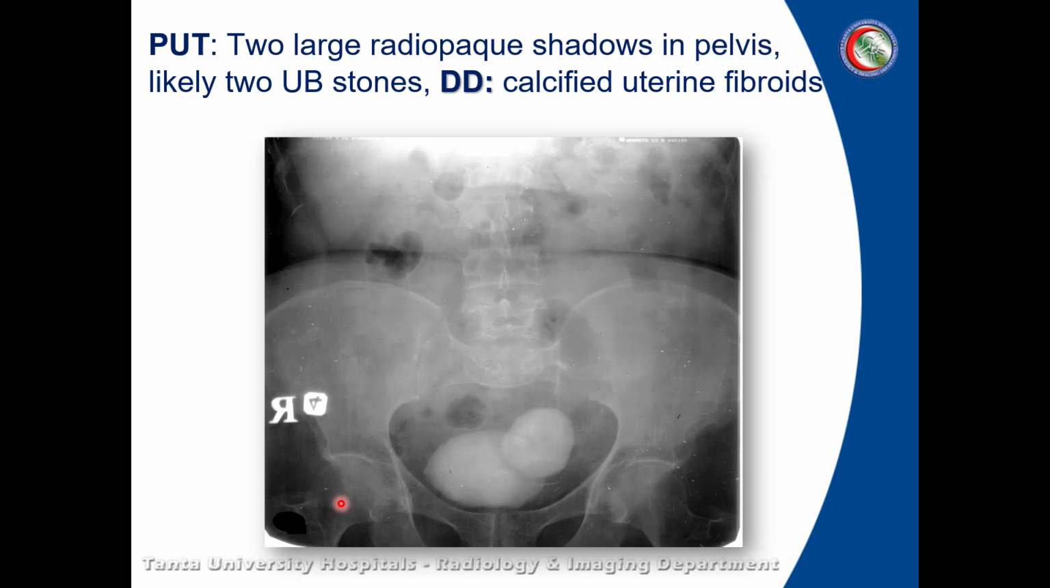Another PUT, there are two large sized radio-opaque shadows in the pelvis, likely to be two urinary bladder stones, but it has a differential diagnosis if the patient is female, as calcified uterine fibroids enter in the differential diagnosis of this case. So the full comment is PUT showing two large radio-opaque shadows in the pelvis with two possibilities: two urinary bladder stones with differential diagnosis calcified uterine fibroids.